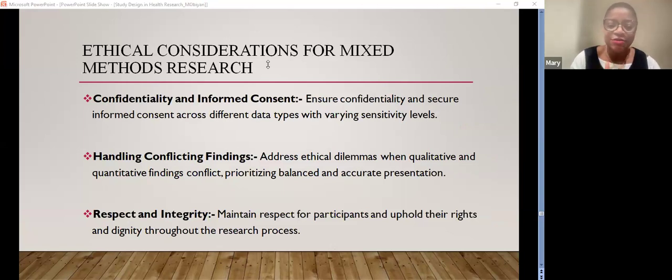There are key ethical considerations for mixed method research: confidentiality and informed consent. Ensure confidentiality and secure informed consent across different data types with varying sensitivity levels. Confidentiality and informed consent for mixed method, for quantitative, is different from qualitative research.